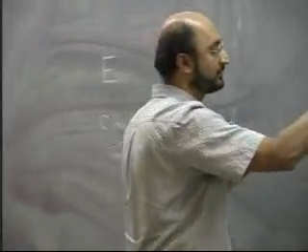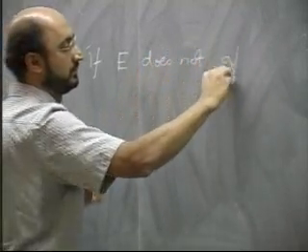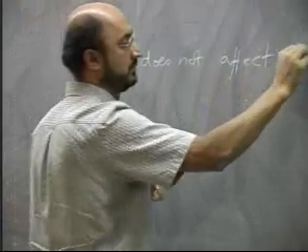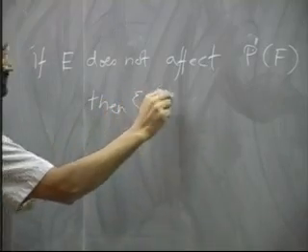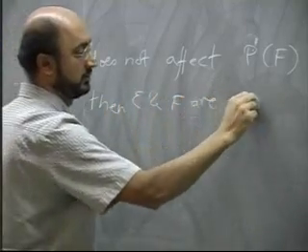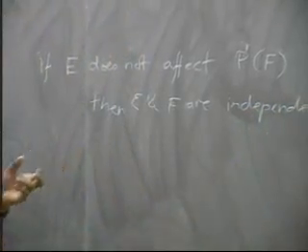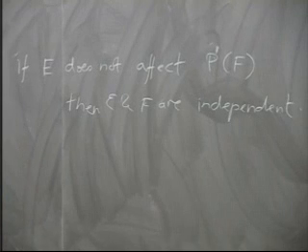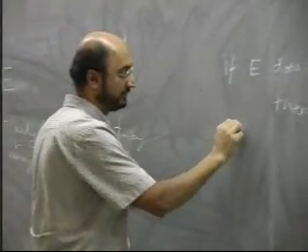If E does not affect F, then E and F are independent. Now, independent is not the same as mutually exclusive. That's a different thing. Mutually exclusive means either E happens or F happens, but not both. But we're not talking about that. We're talking about E happening and the next stage, F happening. It's time series, not simultaneity. If E does not affect F, then E and F are independent. Otherwise, they are dependent.